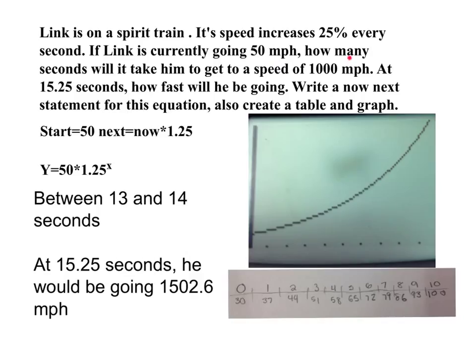To solve the equation, how many seconds will it take him to get to a speed of 1,000 miles an hour? We can use both the next-now equation and the y equals equation. The y equals equation plugged into a calculator will create a graph. The next-now equation can form a graph too. The start would have to be 50, so 0 equals 50, and then every other number after that would be multiplied by 1.25.